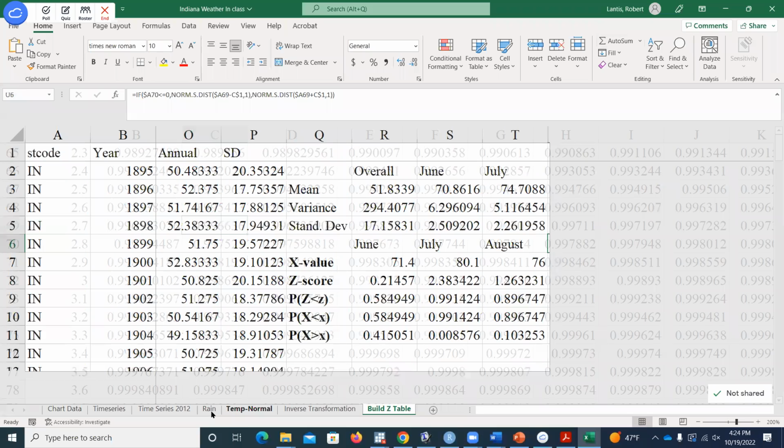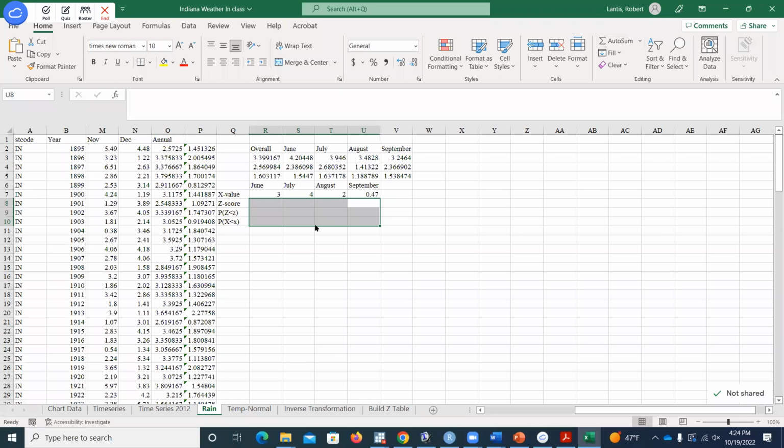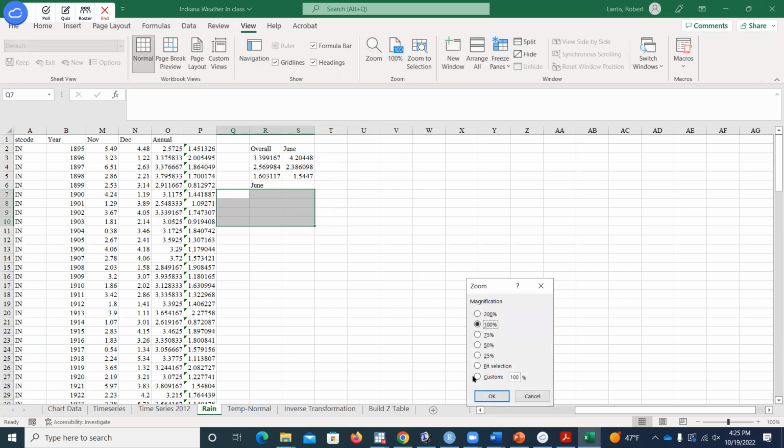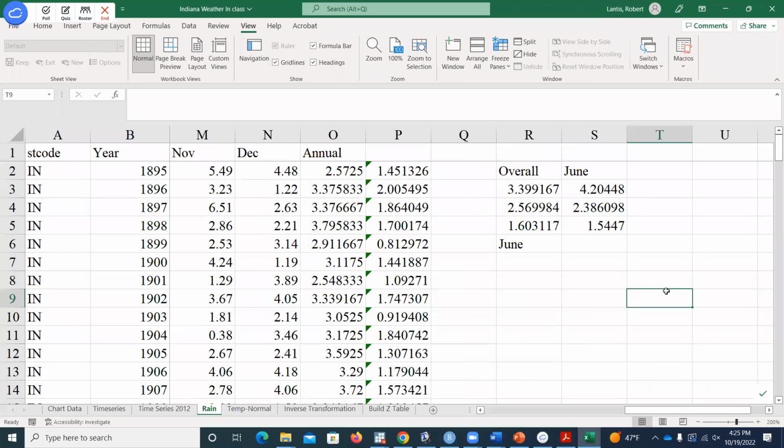So we were working with that temperature data using that norm.dist. Here I'm going to use this rain worksheet to do some inverse stuff, okay? So I'm just going to focus on one month just to keep this easy for us right now. I'm just going to delete everything that's not June, not July, and we can get rid of all of this, okay? So let me see here, so you guys can actually see what I'm doing.